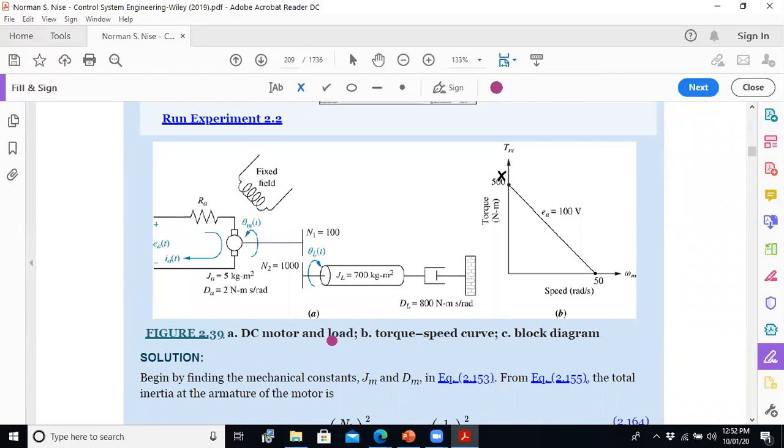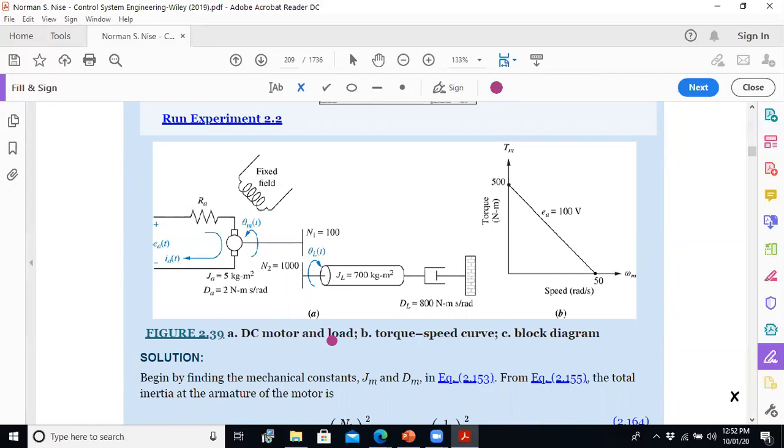Then how did you find omega no load? When T equals 0, right? Meaning, when is this T equals 0? Right here, which is 50. So this is omega no load. This is T stall. Does it make sense? Yeah, it makes sense. Okay.